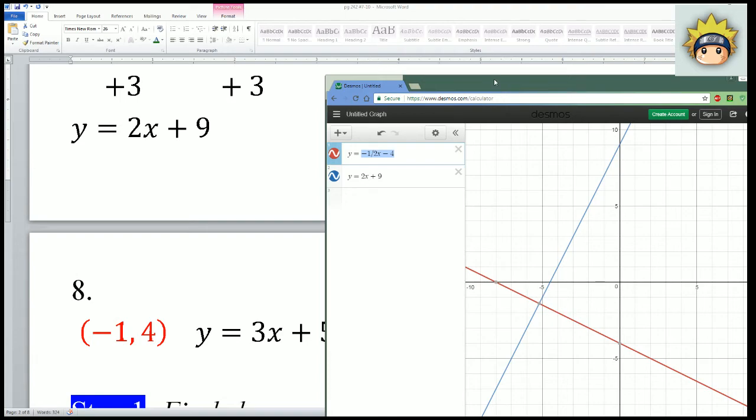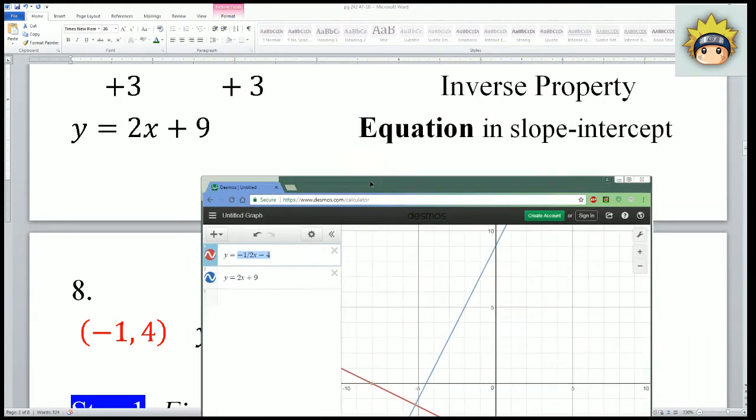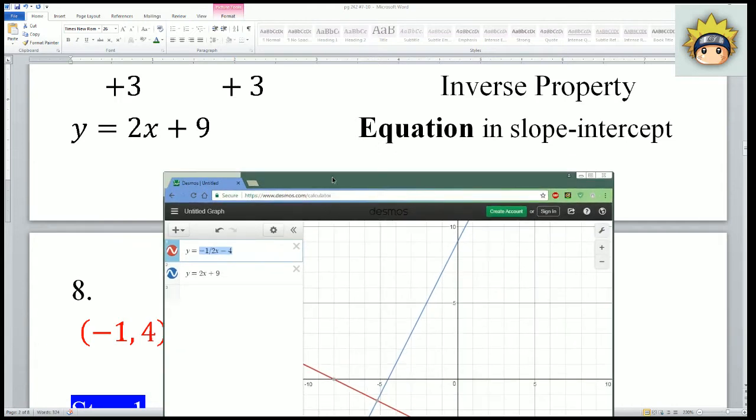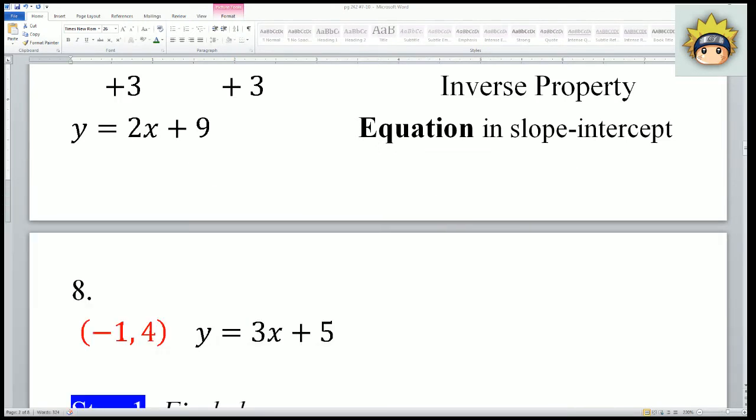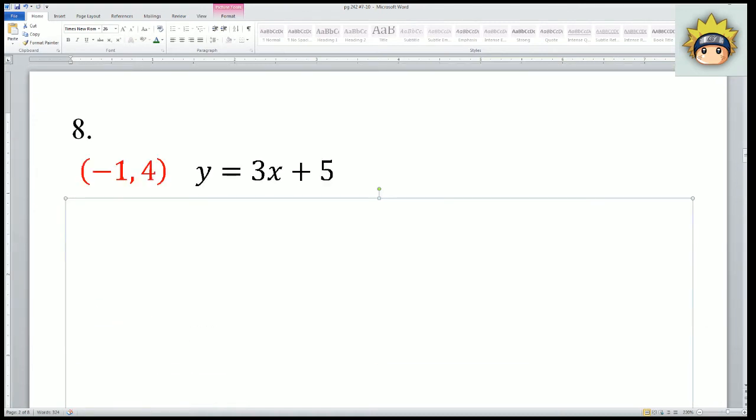I'm going to be using Desmos here to give us a better visualization of the equations. All right. Next, let's pull up 8. Number 8 gives us this point, negative 1 comma 4, with the equation y is equal to 3x plus 5.